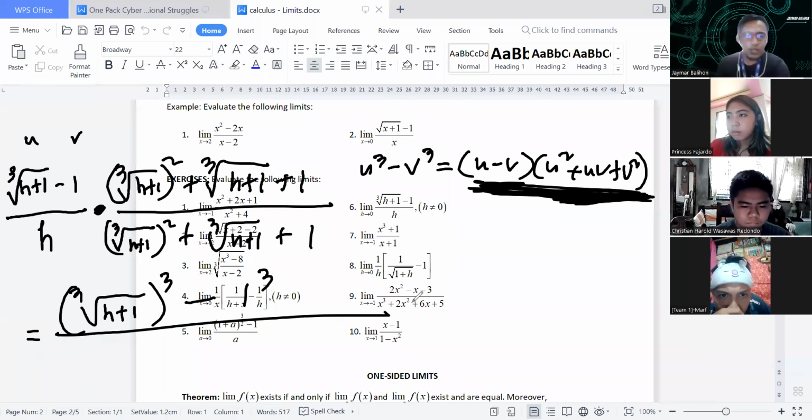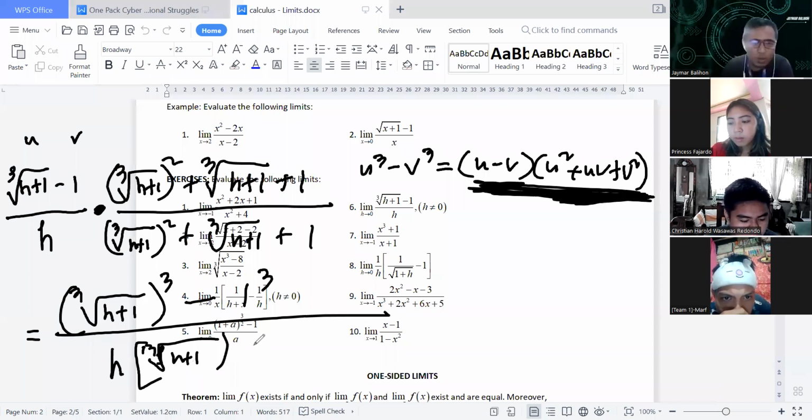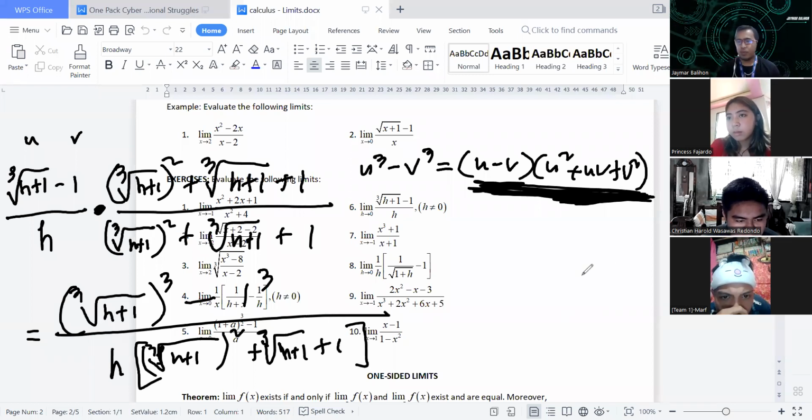Do you see? So that will be the answer in the numerator. In the denominator, it will be h, and you copy the rest of the expression: cube root of h plus 1 quantity squared plus the cube root of h plus 1 plus 1. Okay? Can you look at the numerator? It will be eliminated, right?